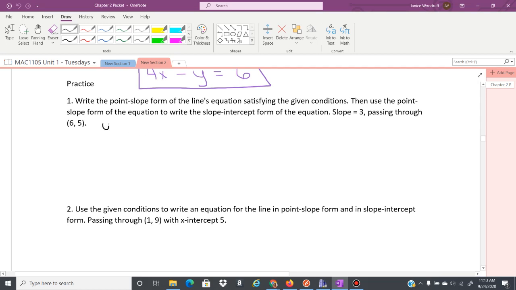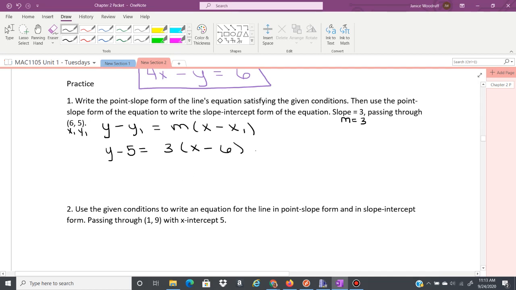That's going to be y minus y1 equals m times x minus x1. So we'll make this (6, 5) x1 and y1, and our slope is m. If we plug these values in, I'm going to have y minus 5 for y1 equals 3, and then x minus my x1, 6. Okay, that's my equation in point slope form.